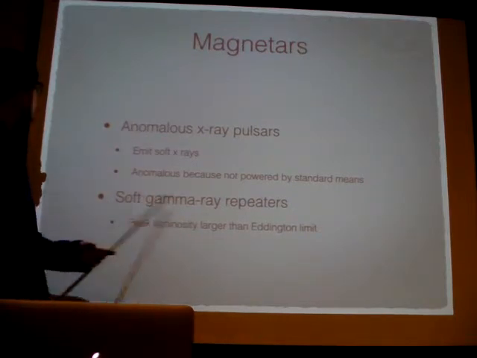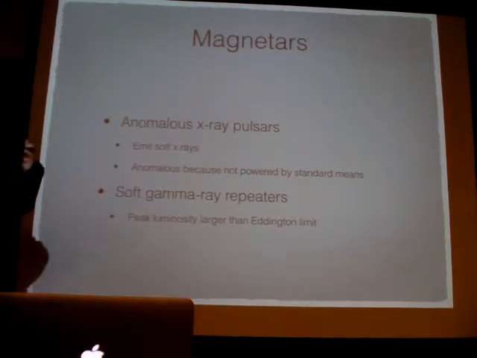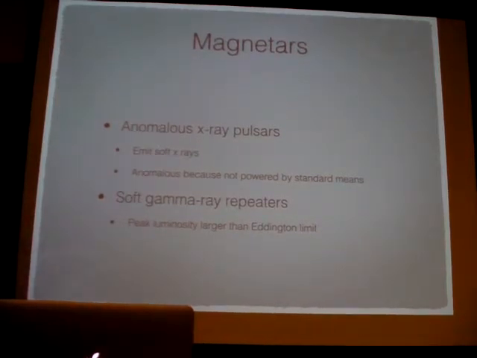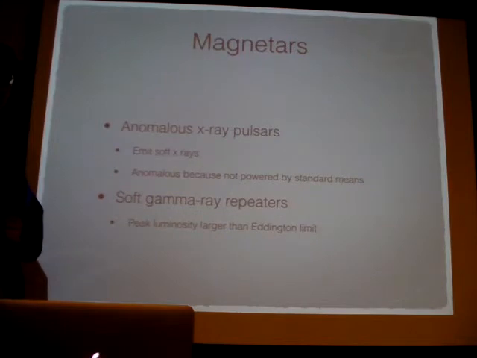The other way we see them is through soft gamma ray repeaters. Essentially, occasionally, with no real periodicity, we'll see huge gamma rays from these guys, and their peak luminosity is larger than the Eddington limit. This was the way they originally saw it, and then they also discovered there were anomalous X-ray pulsars.